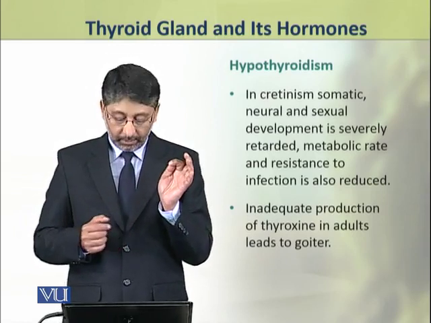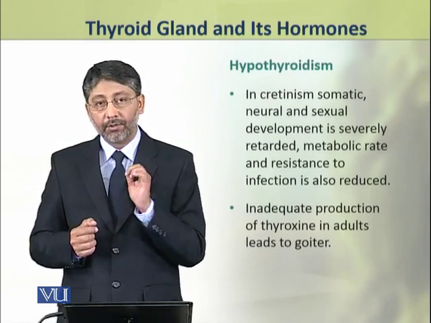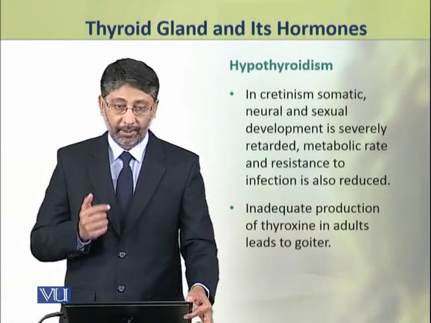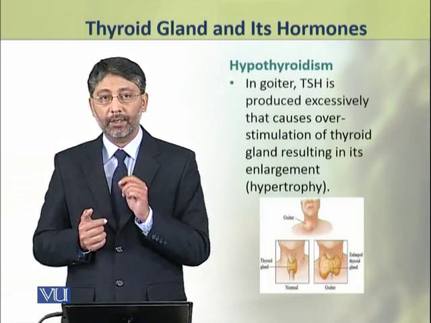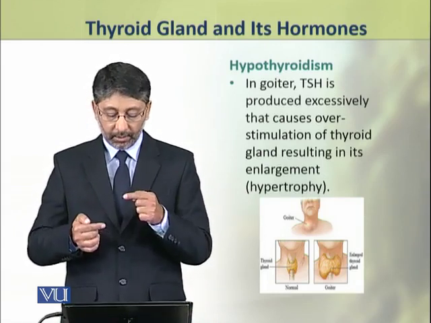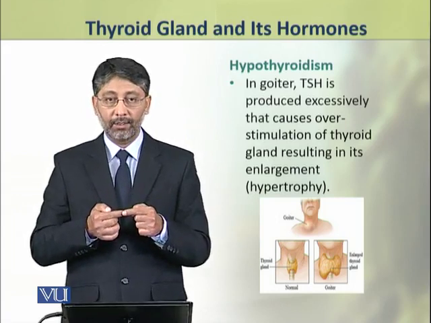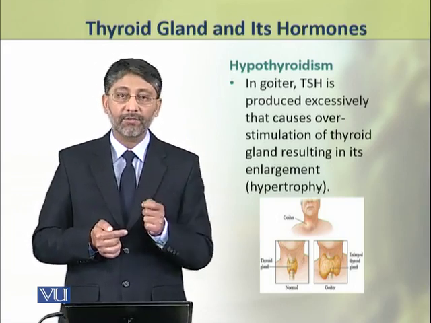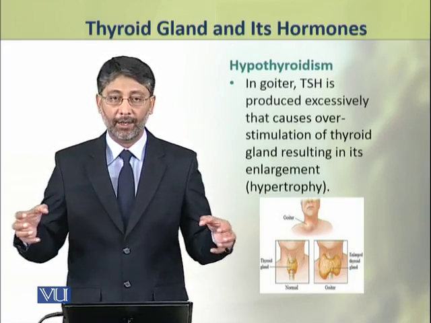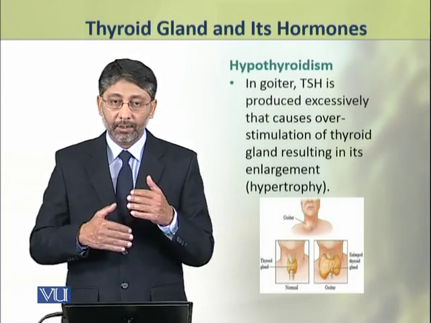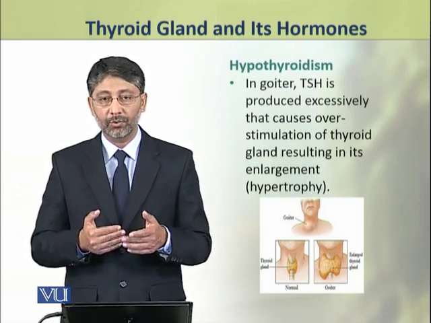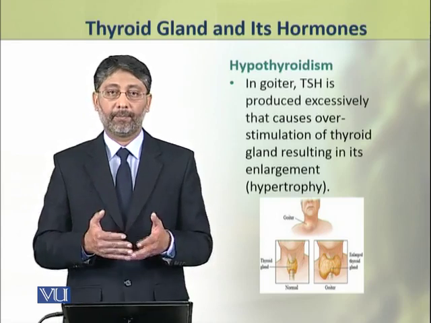The inadequate production of thyroxine in adults leads to goiter. In goiter, TSH from pituitary is produced in high quantity that causes excessive stimulation of thyroid glands which become enlarged. That is, hypertrophy occurs, and this disease is called goiter.